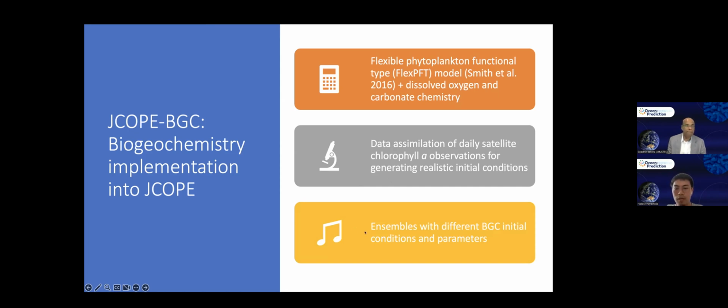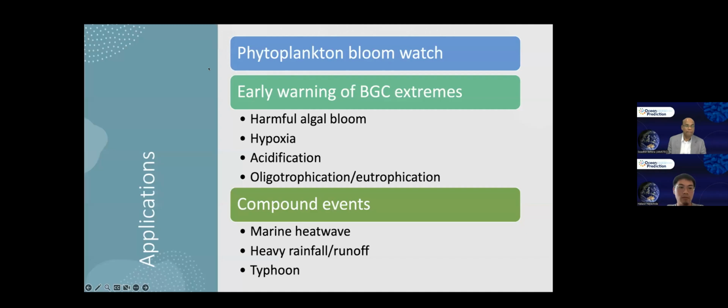And thirdly, within JCOP, with the physical system, we are developing the system to have ensemble prediction forecasting, so we can follow the physical system to do the same for the biogeochemistry. And what can we do with the biogeochemistry? There are a few examples that I list here.